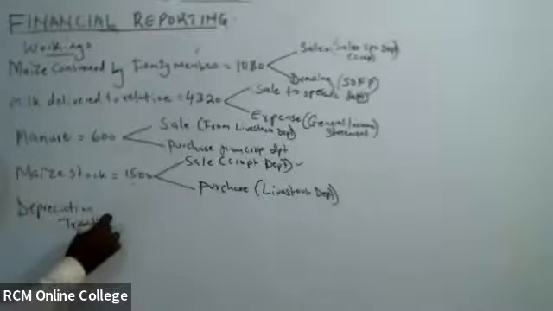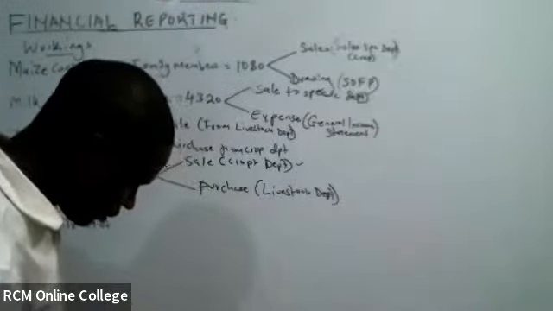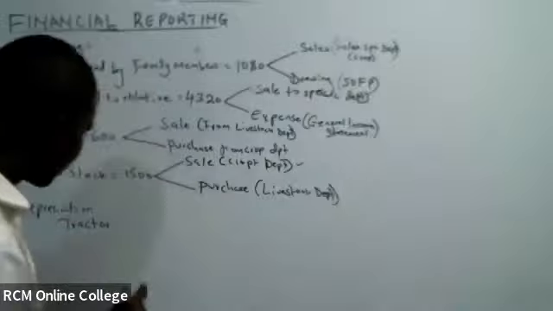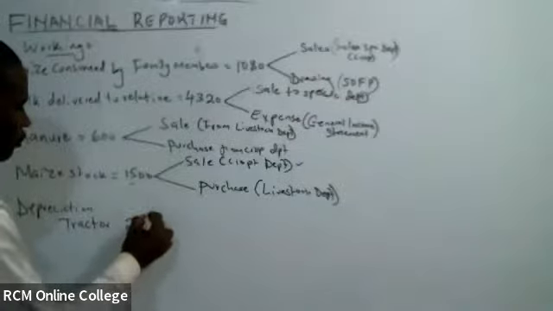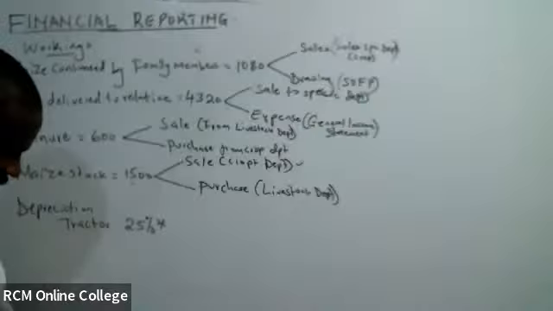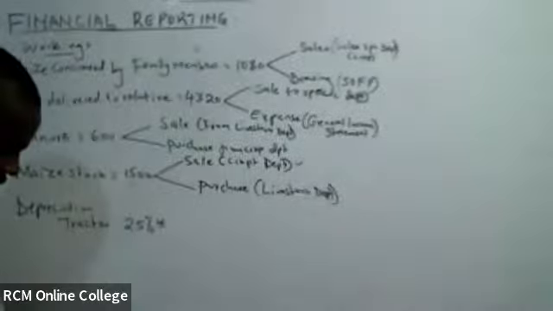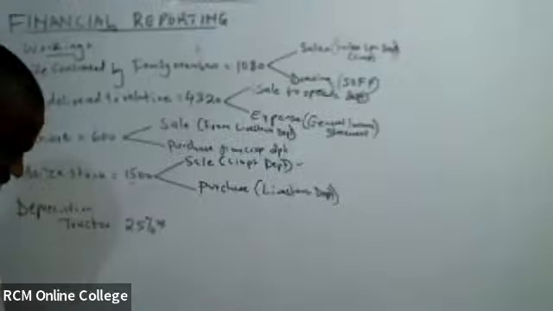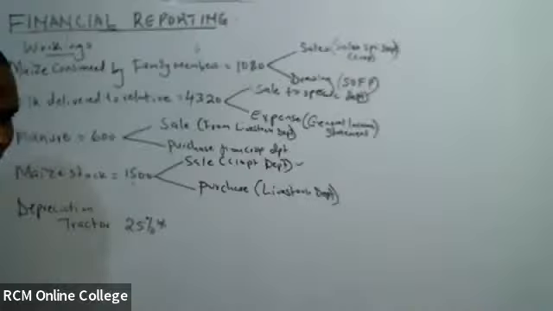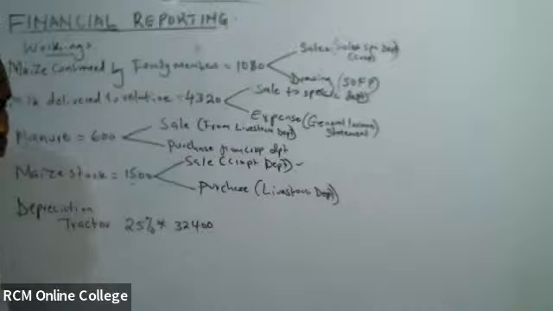Tractor. So tractor depreciation is at a rate of how much? 25%. 25% of the cost. What is the cost, or the book value of the tractor ni ngapi? Na iko wapi? Iko wapi? Nimeziona tractor iko pale with 32,400. Can you see that? Confirm whether that's the figure. 32,400. I hope you're able to see that. And give me the depreciation.